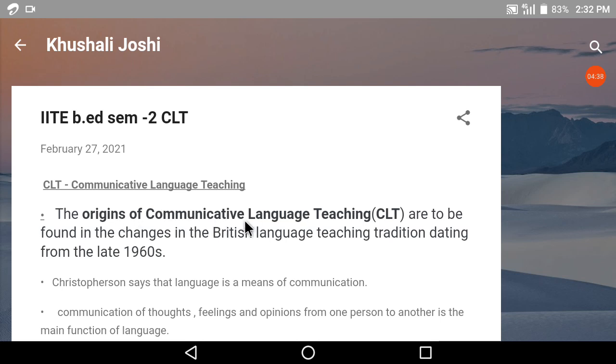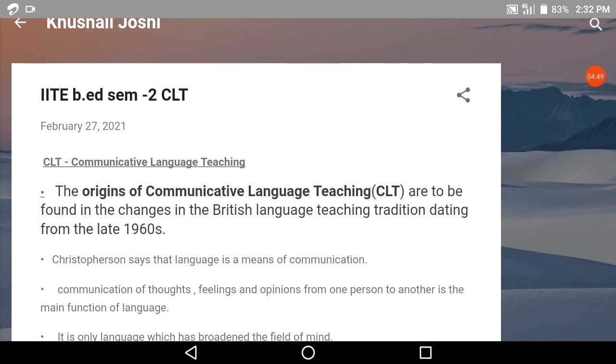So the origins of communicative language teaching are to be found in changes in the British language teaching tradition. When the British language teaching tradition had some changes, they adopted communicative language teaching. So that means we are going to teach students so they can communicate well in the market, in society, in the classroom, as well as in their field. So, Christopherson says that language is a means of communication. Language is the main means of communication. Without language, we cannot communicate anything.